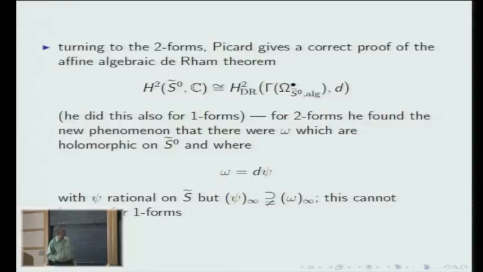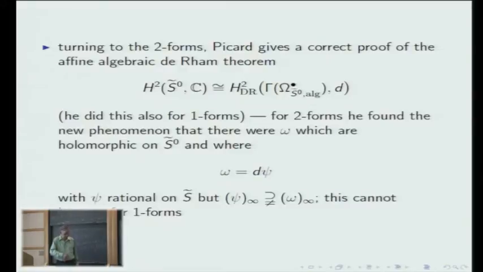But there was a new phenomenon here, that for two-forms, he found that there are two-forms that are holomorphic in the affine part, in the finite part, sitting in C3, in projective 3-space, but they became exact. They're exact, but the pole of the right-hand side is bigger than the pole on the left-hand side. So it cannot happen for one-forms. If you have a differential form just in the complex plane that's exact, so omega is d of f, the poles of f cannot disappear when you take d of it. But poles could disappear here.